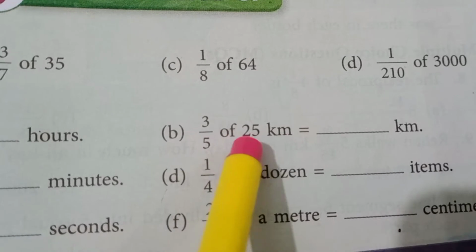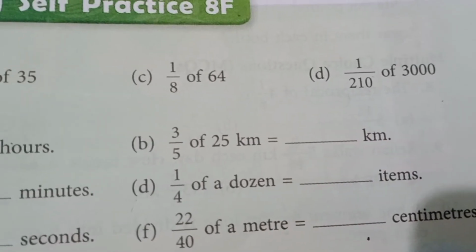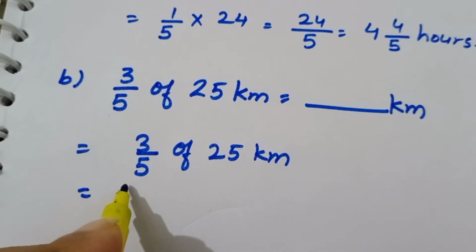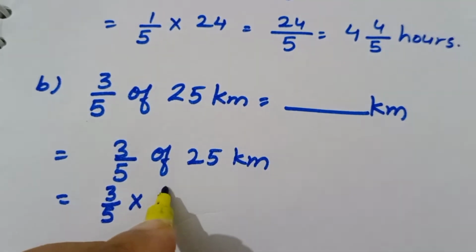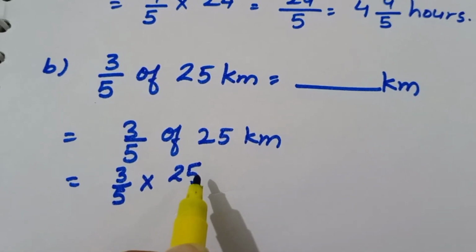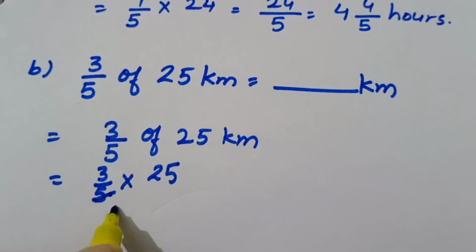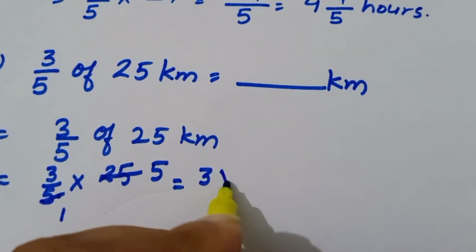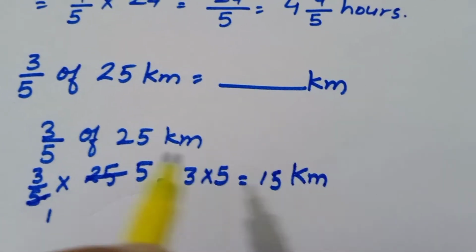So next part is 3 by 5 of 25 kilometer. So we need the answer also in the same unit, kilometer. So let's solve it. So 3 by 5 of 25 kilometer. So 3 by 5 multiply and 25. You all know 5 and 25, they are divisible with each other. So 25 is divisible by 5. So 5 times 1 is 5, 5 times 5 is 25. So we got 3 into 5, that is 15 kilometer.